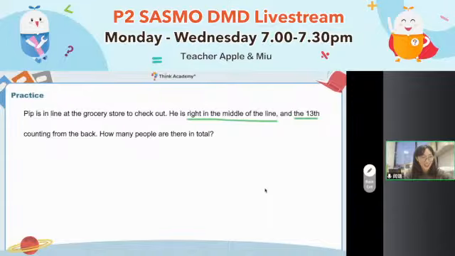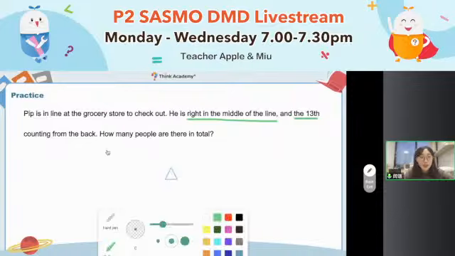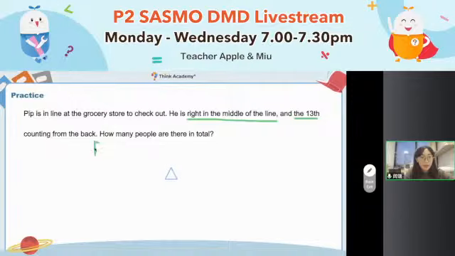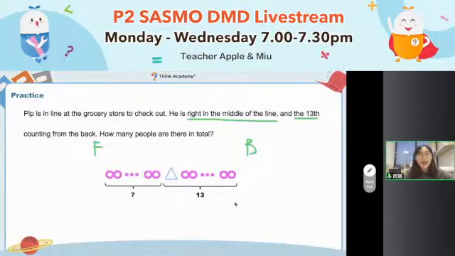Okay. Again, where should we start from? Just draw the main character, okay? And after that, again, do remember to label the direction, front and the back, okay? He is the 13th, counting from the back. So you see that altogether there are 13. So could you please tell me how many people are there in front of Pip? How many people are there?